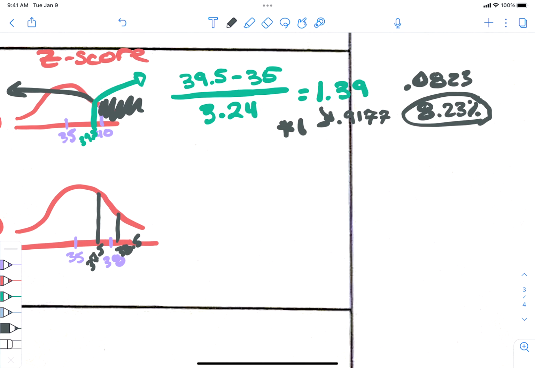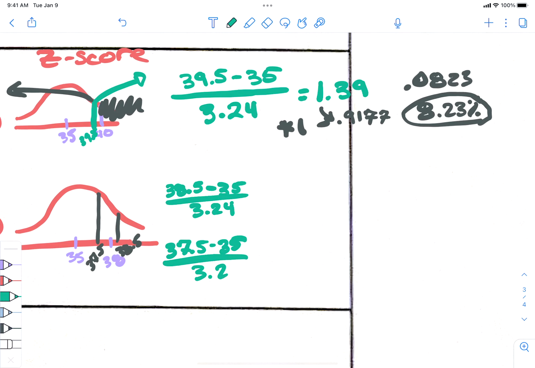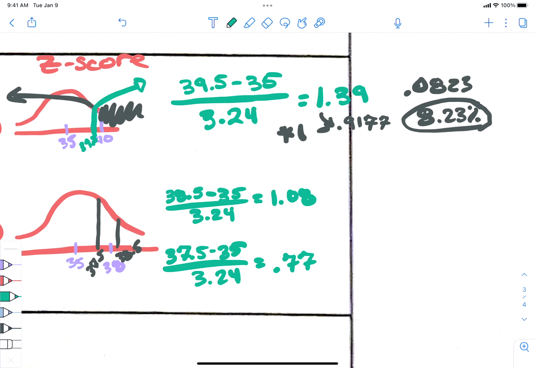Let's do 38 and a half first, because then that top number is going to be bigger. Actually, it doesn't matter. 37.5 minus 35 divided by 3.24. Okay, so we've got those 2 z-score numbers, and we're going to convert them to our percent. Bottom is 0.77. Top is something other than 0.77, maybe 1 point something? 1.08? Perfect. Because then we'll subtract.